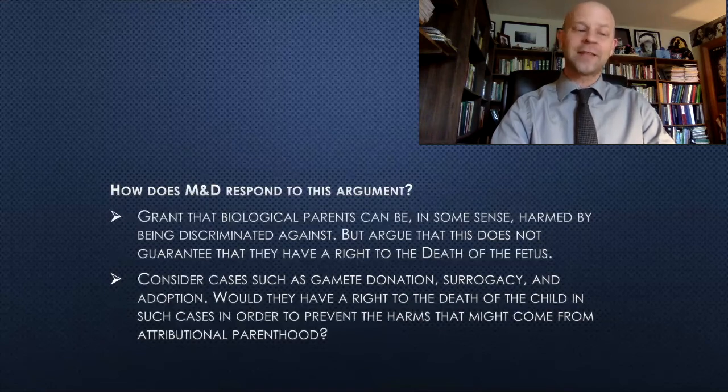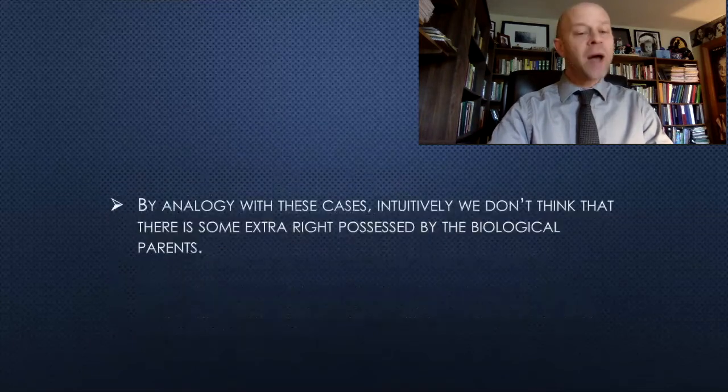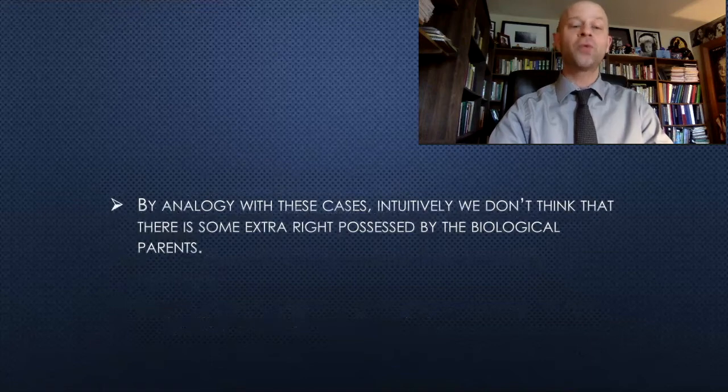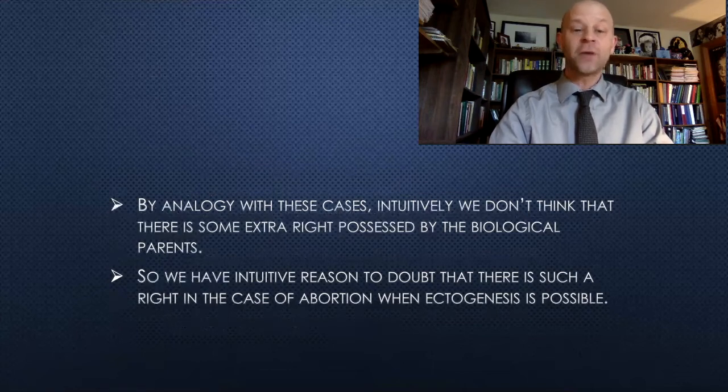Now, they grant that seems like it could be maybe an uncharitable way of interpreting this particular argument. And so what they try to show is that at least intuitively, we don't think that there's any extra right that the parents have in the case of gamete donation, surrogacy, or adoption. And since intuitively we don't seem to think that there's any extra right in these cases, by analogy with these type of cases, intuitively we don't think that there's some extra right that's possessed by the biological parents either, right? So that seems to suggest that we have very good reasons to doubt that in the case of ectogenesis and abortion, that there's any further right here either. That's kind of an intuitive argument they're making, an intuitive argument by analogy with these other type of cases.